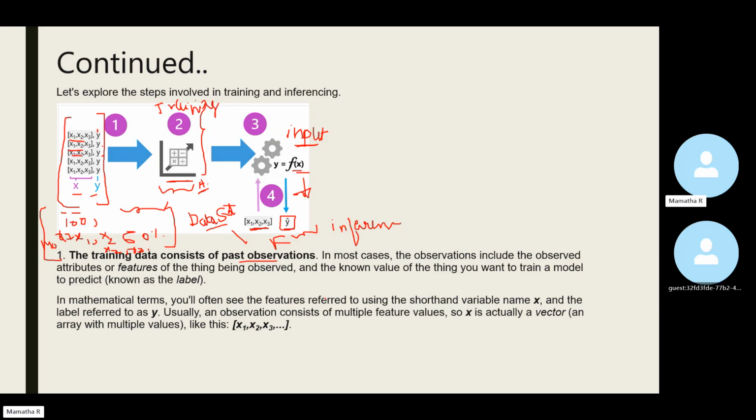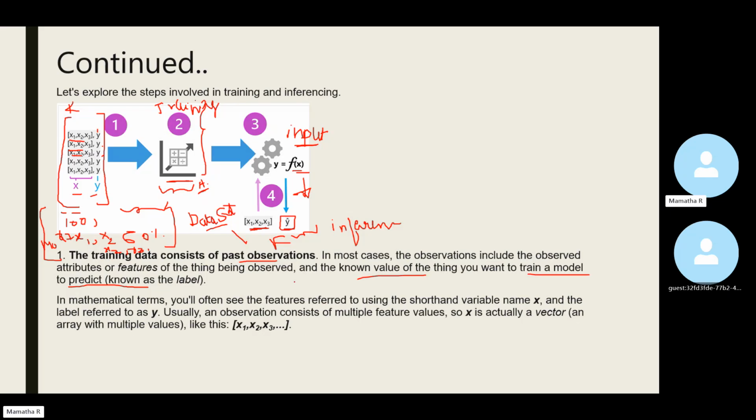These are all known values, right? In the previous period, what was the input, what was the condition, and what is the output that we got? These are all known values already. And we'll use this to train a model to predict with unknown values.